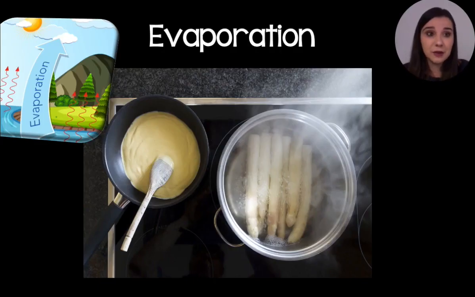The first part that we're going to look at is evaporation. I see this a lot of times when I'm cooking. Maybe the steam that comes off of boiling water. In this picture, you can see they're making boiled asparagus. The water molecules in the water cycle are heated up by the sun, and that causes them to turn into water vapor and rise up from whatever collection of water they are in.